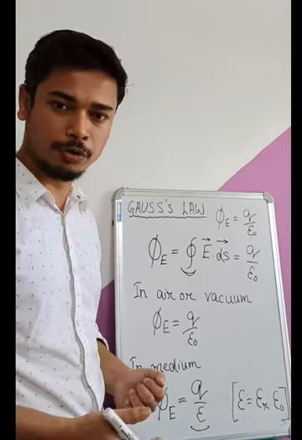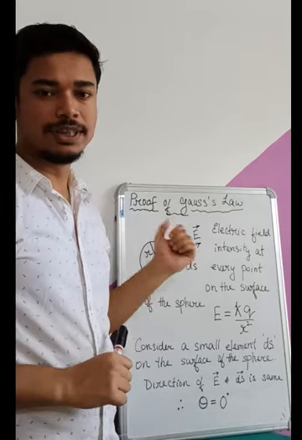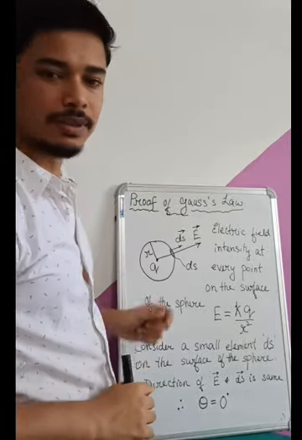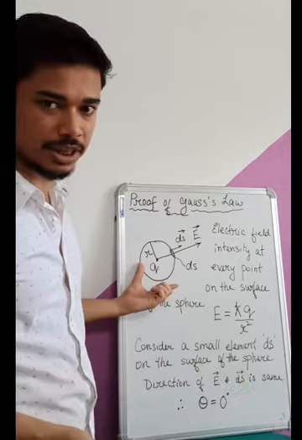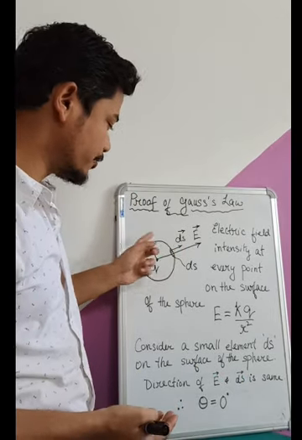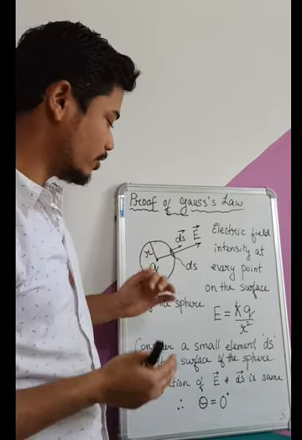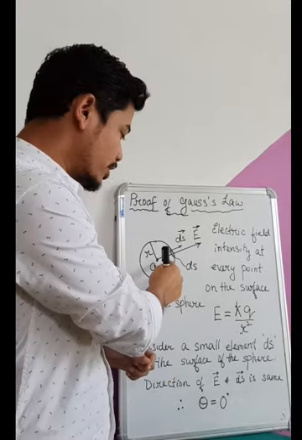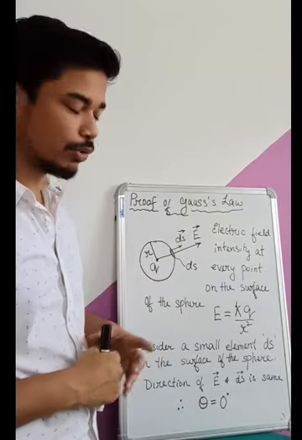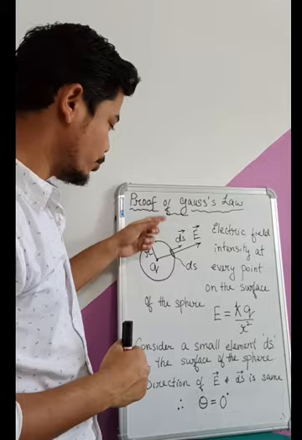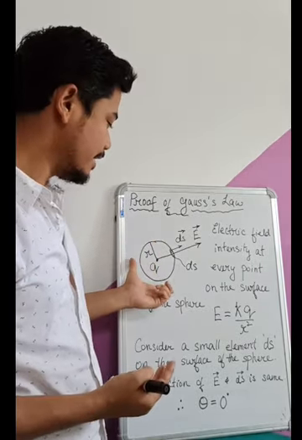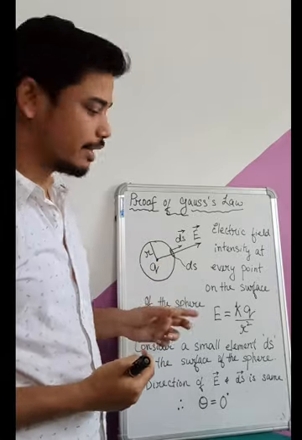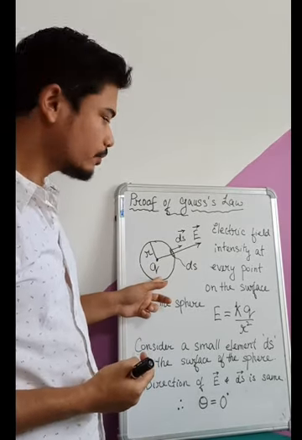Next we are going to prove the Gauss law. Now how do you prove the Gauss law? In order to prove it, let's first consider a sphere, which is a three-dimensional surface. We have considered a sphere of radius r, and we also consider that there is a point charge q at the center of the sphere.